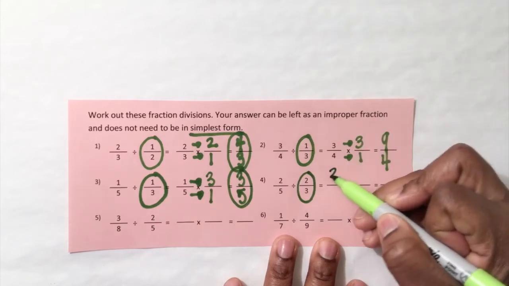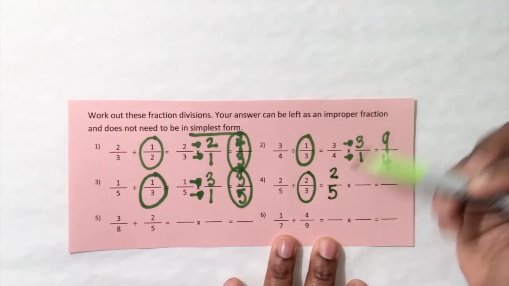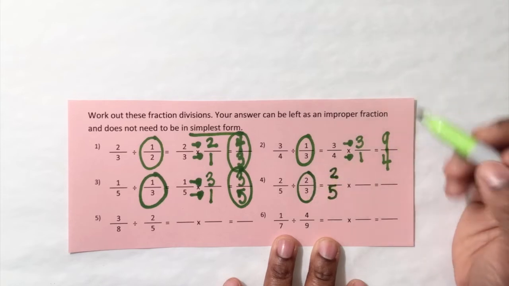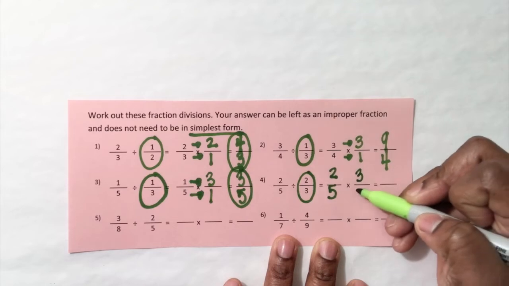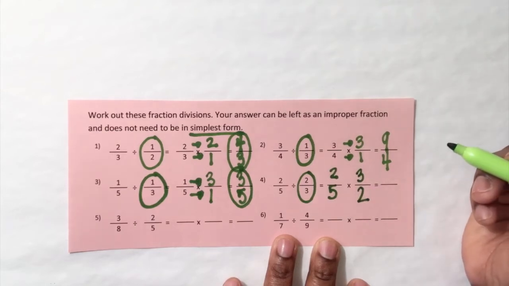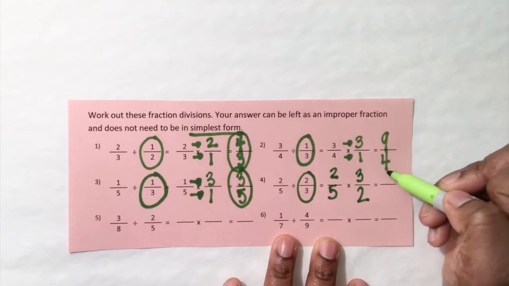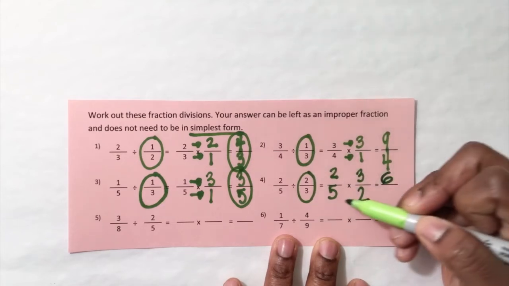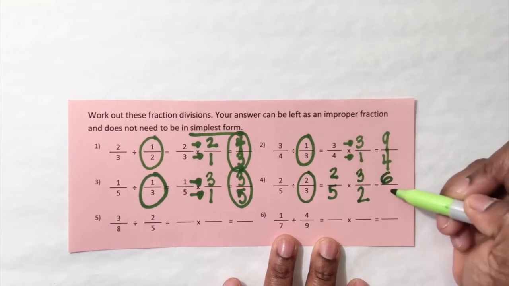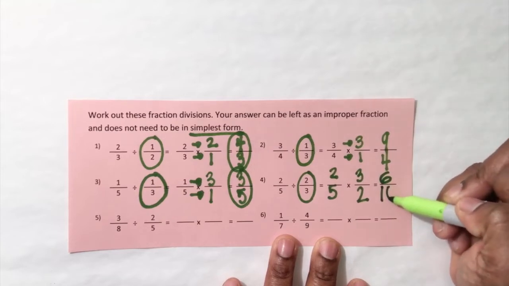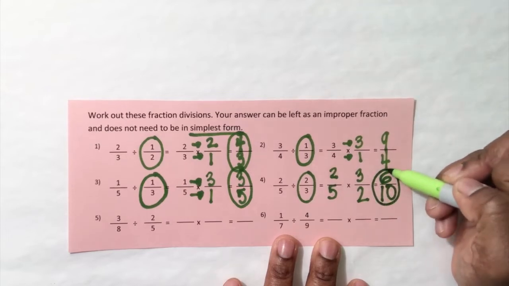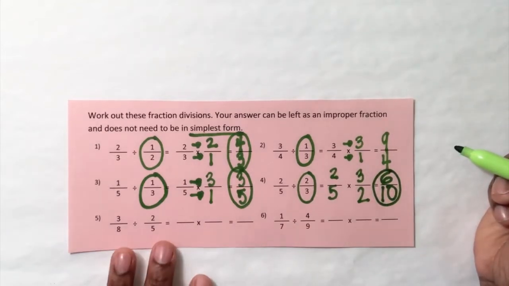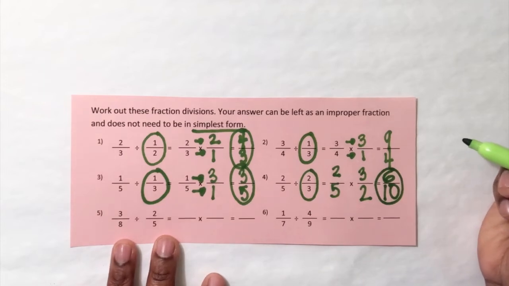The rule is to flip the last guy and multiply. So I'm going to keep my first fraction the same. The reciprocal of 2/3 is, you said it, 3/2. Now let's apply multiplication. 2 times 3 is 6. 5 times 2 is 10. So our final answer is 6/10. You're doing great. Let's try 2 more together.